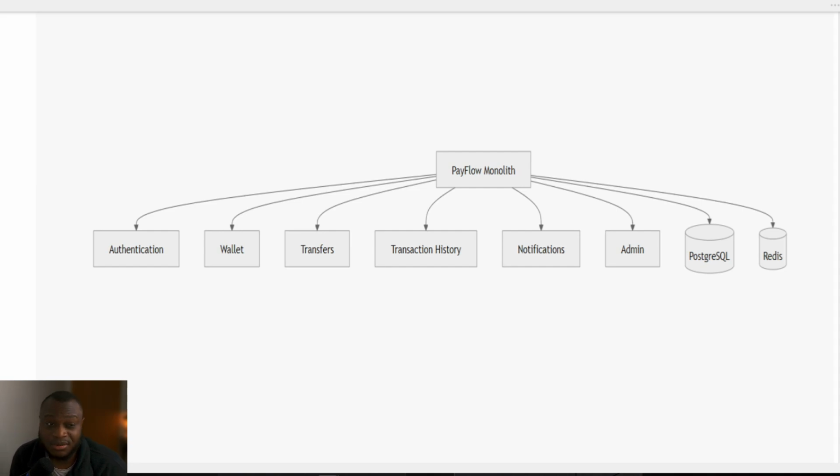Now, let's look at the system risk. Inside PayFlow, the business domains are logically different. Authentication, wallet management, transfers, transaction history, notifications, admin. Operationally, they still live inside one deployable application. That means the runtime boundary is shared. From an engineering perspective, this creates tight coupling in two places. First, at the application layer, a release touches the entire monolith, even if the change only affects one small area. Second, at the data layer, everything depends on the same PostgreSQL instance, and much of the request path also depends on Redis.